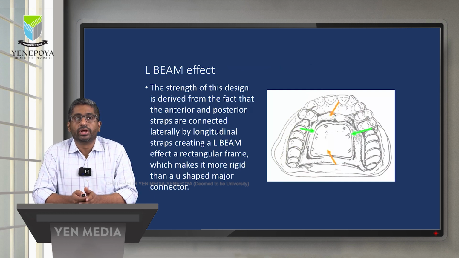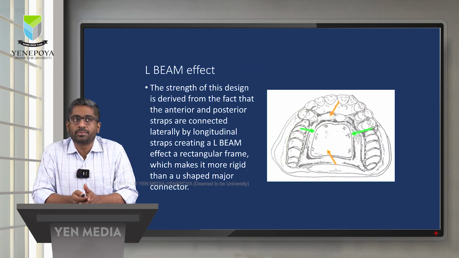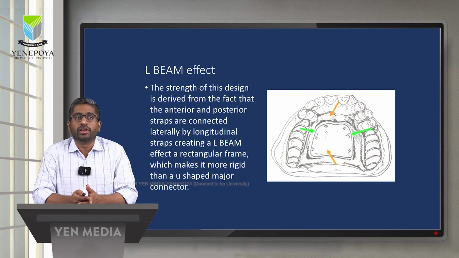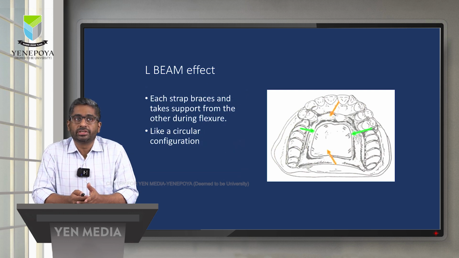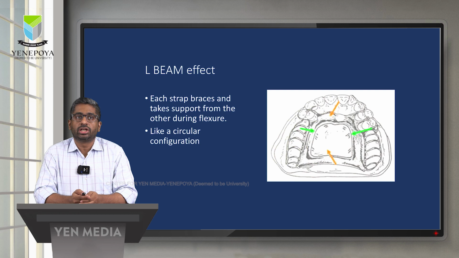L-beam effect is when the strength of this design is derived from the fact that the anterior and the posterior straps are connected laterally by longitudinal straps, creating an L-beam effect or a rectangular frame, which makes it more rigid than a U-shaped major connector. So with these sort of major connectors, you will not see them flexing or moving under occlusal loads. Each strap braces and takes support from another during flexure, like how you see in the picture over here, where the green and the orange straps take support from each other. It is like a circular configuration.